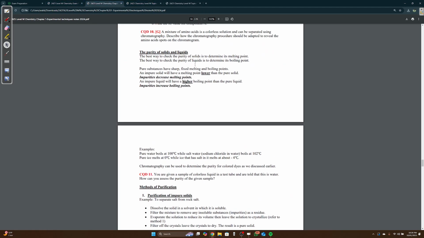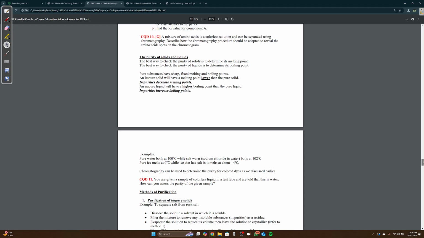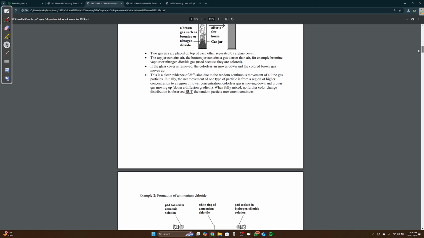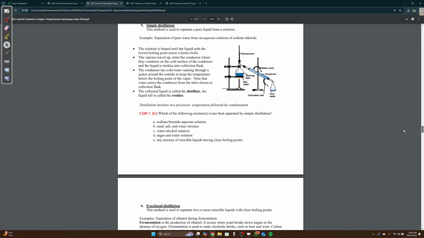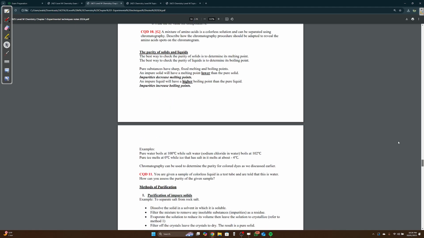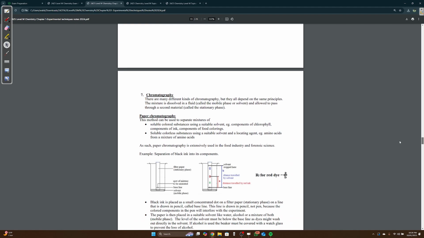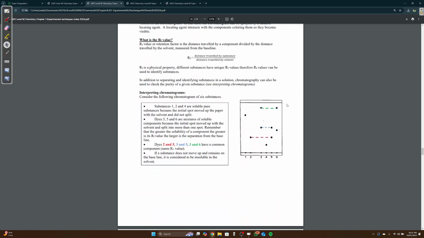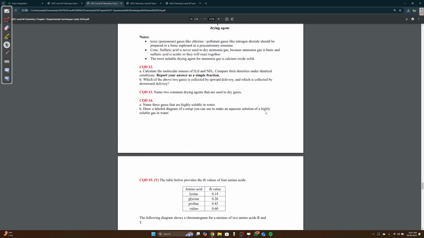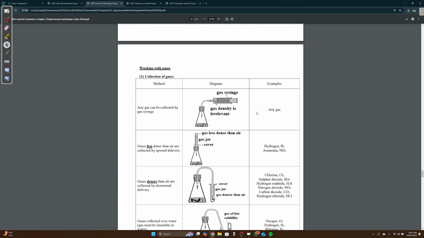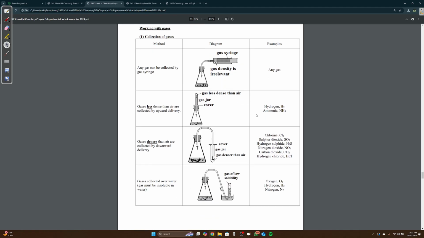But working with gases, again, obviously, if you're studying for a periodic and you only do CQDs, I think you're lost in your life. Don't do CQDs only. You always have to do notes, okay? Read over them. Even in the CQDs, there's stuff that isn't mentioned in the notes. And even in the notes, there's stuff that isn't mentioned in the CQDs.